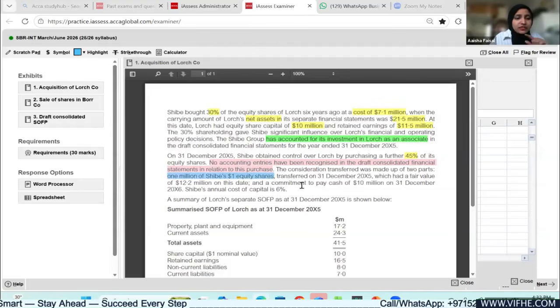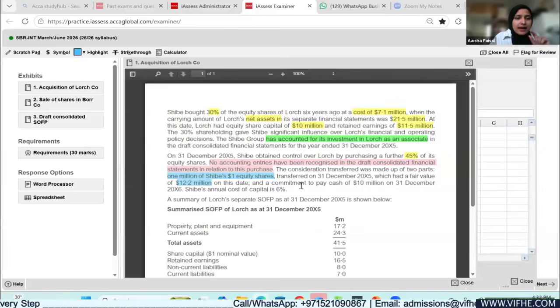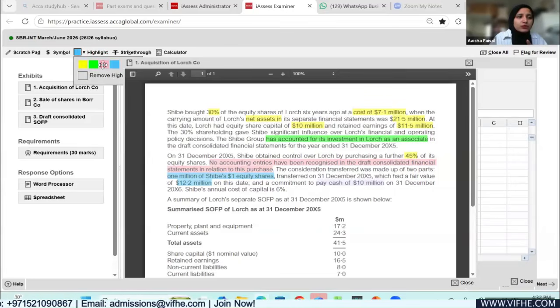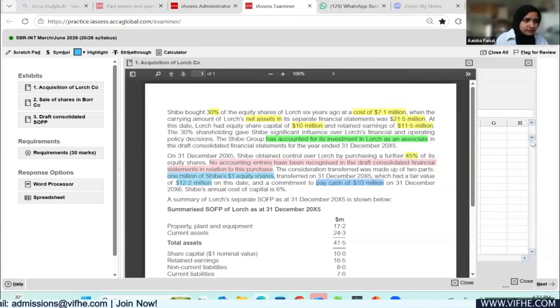Transferred on 31st December, which had a fair value of 12.2 million. So this is share exchange worth 12.2 million. And a commitment to pay cash of 10 million on 31st December 2026. Shibe has an annual cost of capital of 6%. So after 1 year, you're going to pay cash of 10 million. Can you tell me which form of purchase consideration this is? First is very straightforward: share exchange.